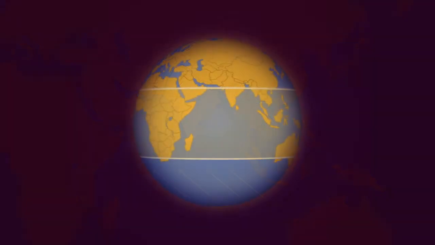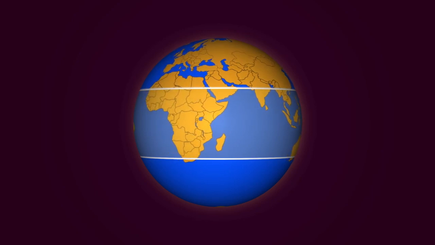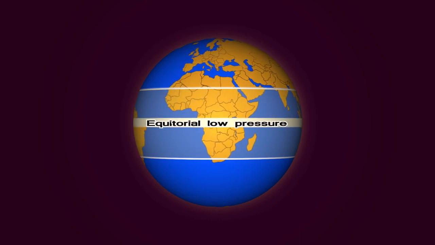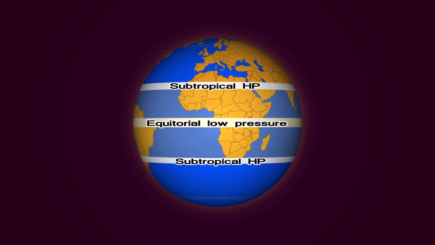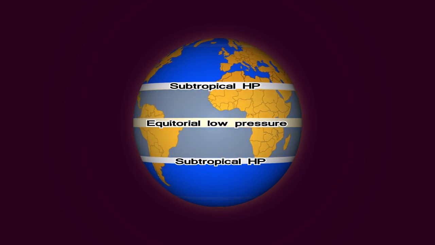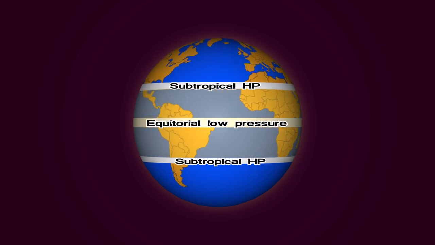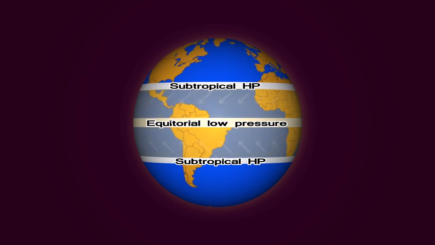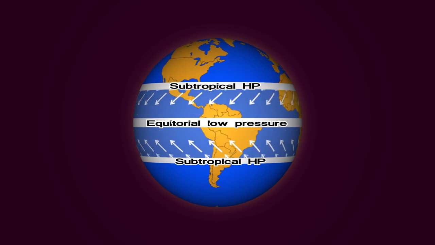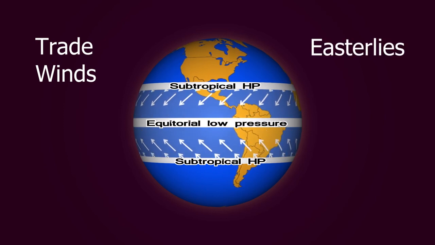If I take up the globe, it has important pressure belts, and they are: first, the equatorial low pressure belt, then the subtropical high pressure belt, and the subpolar low pressure belt. Now this region is known as the tropical region. Since the equator is a low pressure belt, winds from subtropical high pressure belts move towards the equator. Now these winds are known as trade winds, and these winds are also known as easterlies.